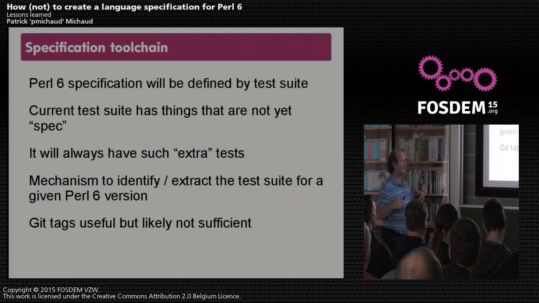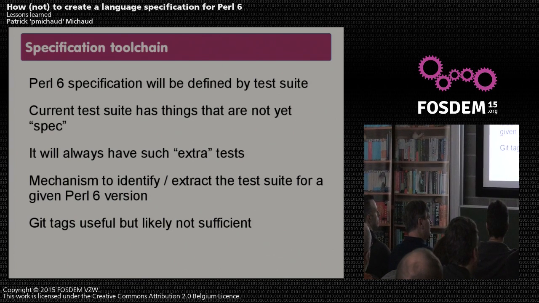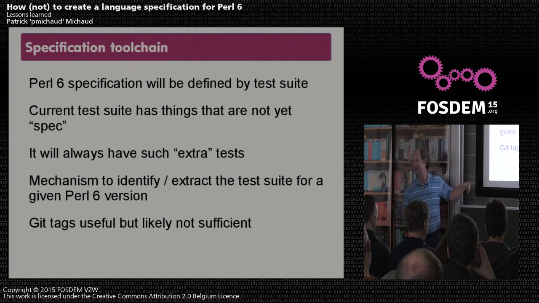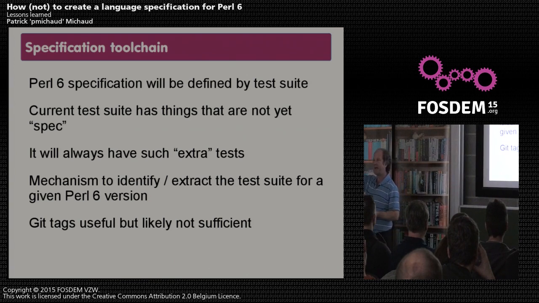So what I'd like to see us develop over the next few months to a year is some sort of mechanisms to extract the part of the test suite that is our consideration of being the Perl 6 specification. And we can do a couple of dry runs of this beforehand. A lot of people will often say, well, it's already in GitHub, so just use a git tag to tag the version of the specification. I think that's useful, but not sufficient. We need something a little bit more than that.